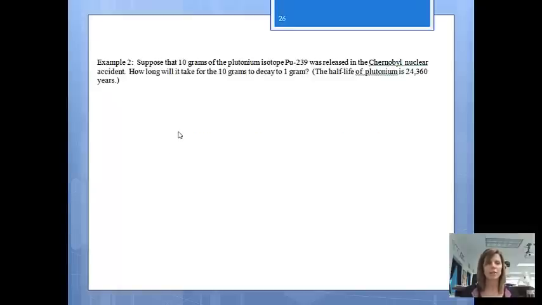Right, example 2. Suppose that 10 grams of the plutonium isotope, Pu-239, was released in the Chernobyl nuclear accident. How long will it take for the 10 grams to decay to 1 gram? And we are going to keep in mind that the half-life of plutonium is 24,360 years.